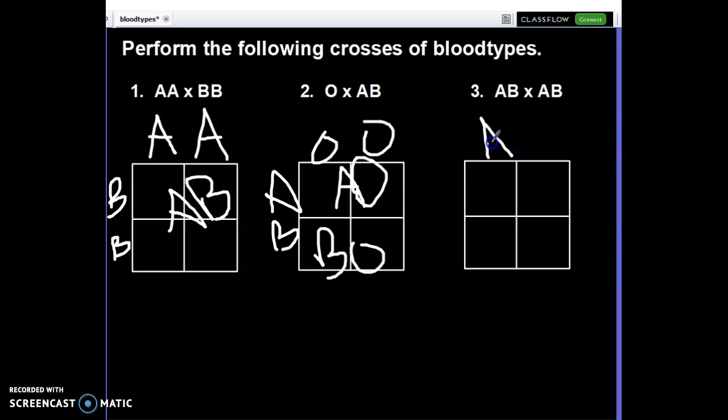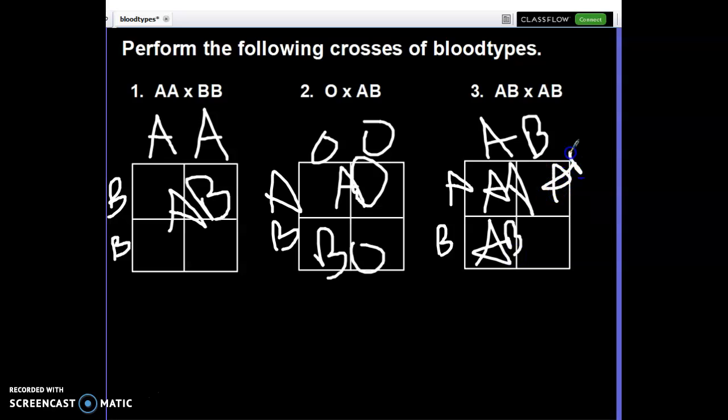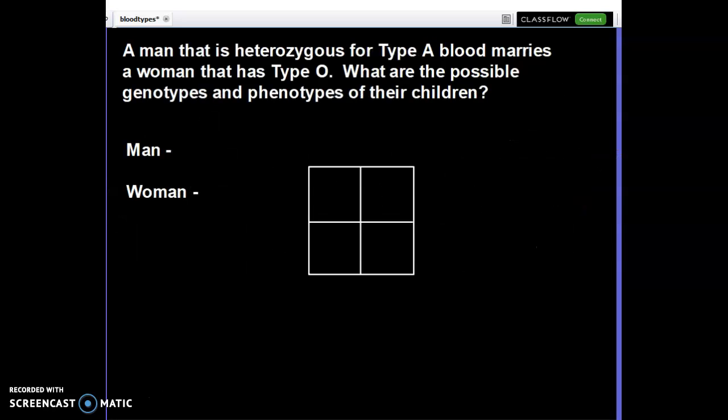Okay, so the last one, let's cross two AB parents. Okay, this one would be AA. This one would be AB. AB. And then this last one here is BB. So you'll end up with 25% A, 25% B, 50% AB, just like the parents, which is kind of what you would expect. Okay, so let's look at some sample problems here.